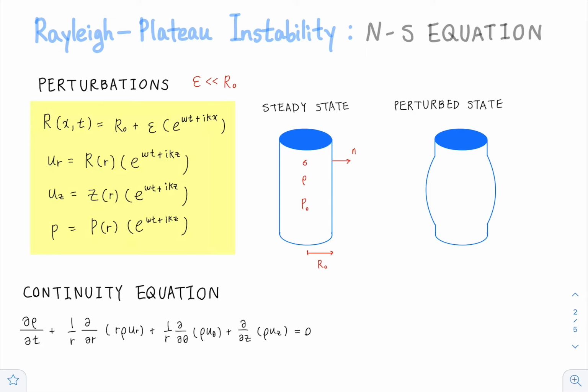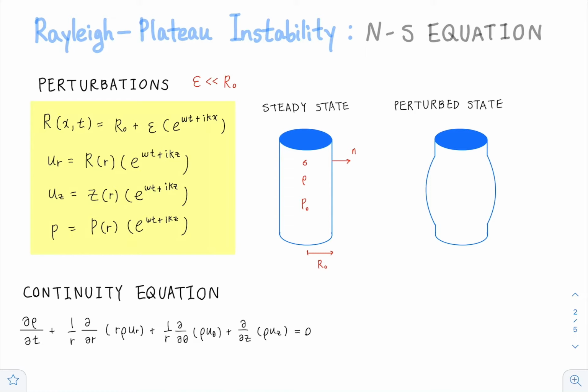So it would make a lot of sense to use the cylindrical coordinate system. So let's write down our perturbations first as a function of omega and k, where omega is the growth rate of our instability and k is the wave number of the disturbance in the z direction. Here we will use epsilon, which is just the amplitude of the perturbations. But we have to remember that this tiny epsilon is much, much smaller than our initial R0.